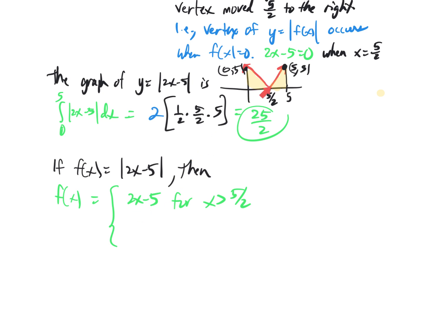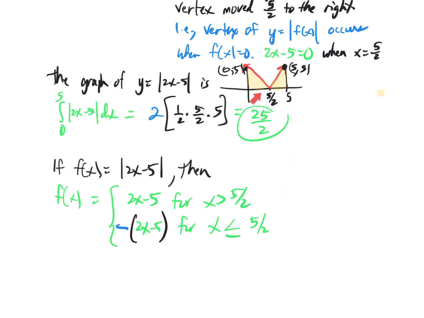You can see it's crossing the y-axis at -5. When x is greater than 5/2, it's 2x minus 5. When we have x values left of 5/2, then this expression is negative, and the absolute value will take the opposite of it. And we can let either one of these include 5/2. It won't make a difference. It's 0 right there.